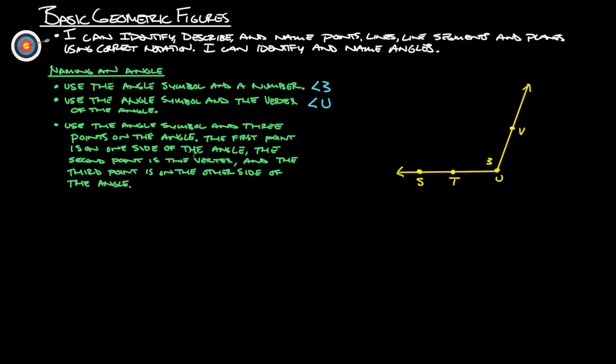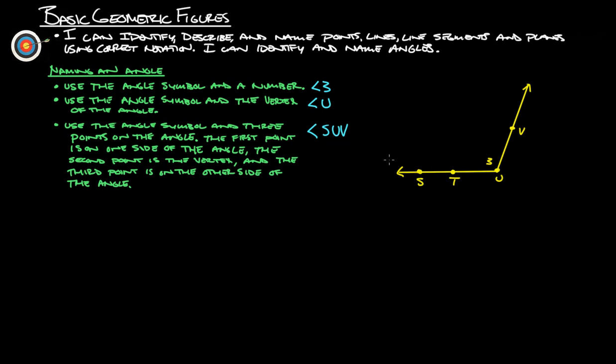Okay. Another way to do it is you can use the angle symbol. I know this is a lot here, but it'll make sense once we get through this. You can use the angle symbol and 3 points on the angle. The first point is on one side of the angle. The second point has to be the vertex, and then the third point is on the other side of the angle. So, for example, on this here, we could name this angle, say SUV.